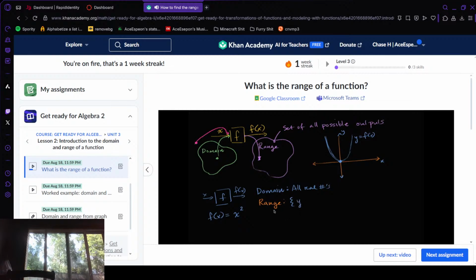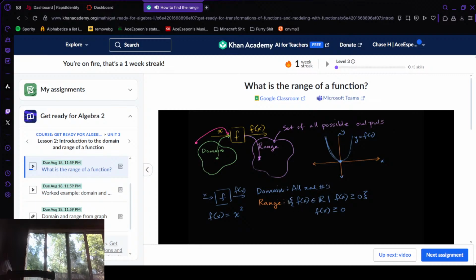So the range here, we could say it a couple of ways. We could say f of x is a member of the real numbers such that f of x is greater than or equal to 0. We could write it that way. If we wanted to write it in less mathy notation, we could say that f of x is going to be greater than or equal to 0. f of x is not going to be negative. So the set of all non-negative numbers, that is our range.